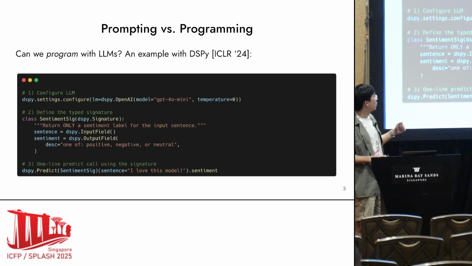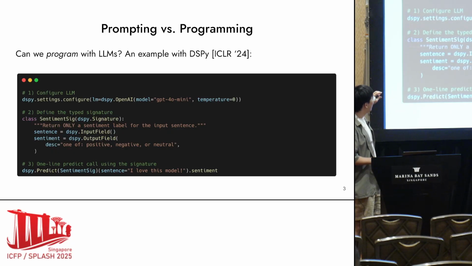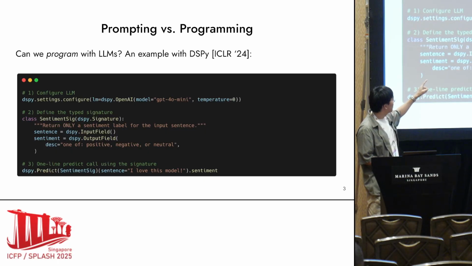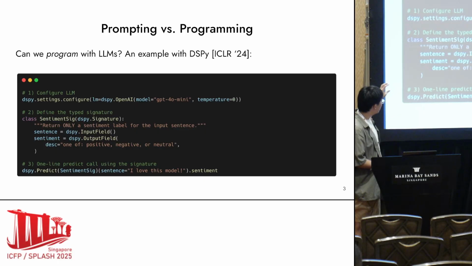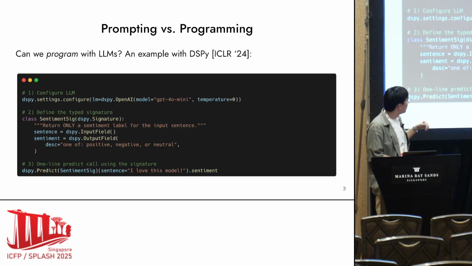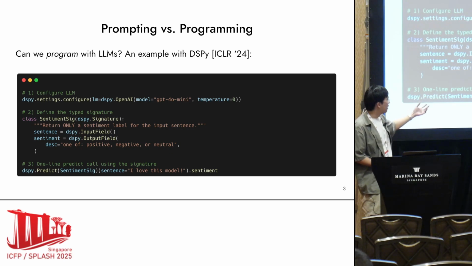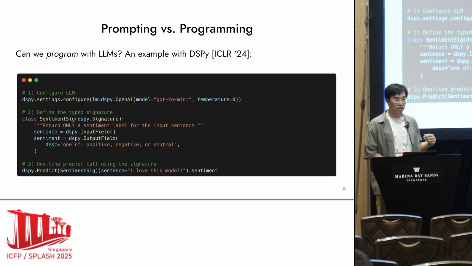The DSPy framework allows users to specify the interaction. For example, doing the same analysis, I can define a signature for the interaction. There's a SentimentSignature extending the DSPy Signature. In this class, I can specify some input fields and some output fields. In the output field, we say that the output has to be positive, negative, or neutral. At the end, we can call DSPy with predict, given the signature and the actual input to be classified.